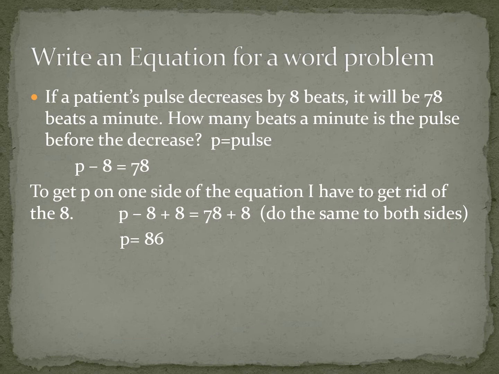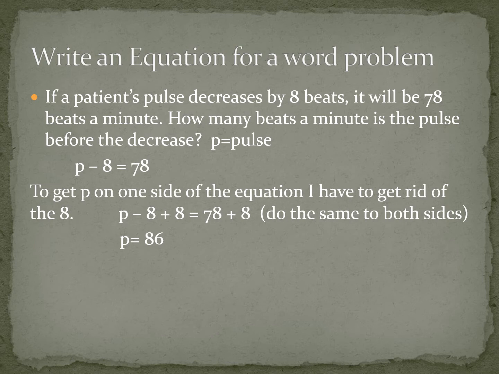I think that's probably the trickiest part, is just trying to write out the equation. And then again, you have to treat both sides of the equation the same. So in order to get rid of that negative 8 on the left side of the equation, I would have to add 8. And so that cancels out the 8, and that leaves just p on the left side, and then I would have to add 8 to the 78, which would give me 86.